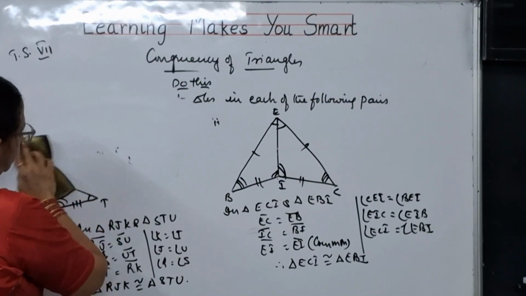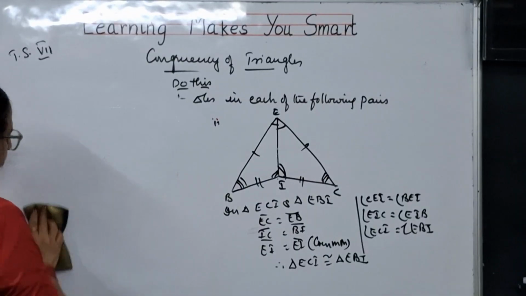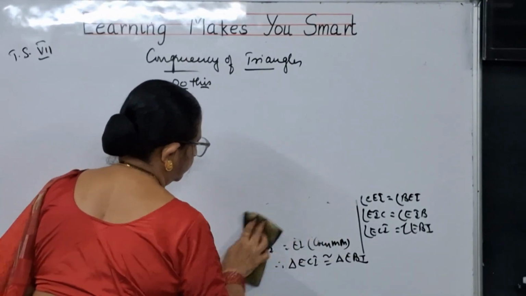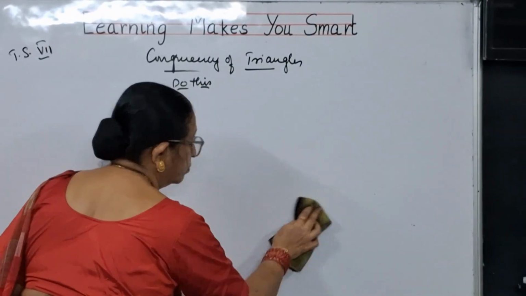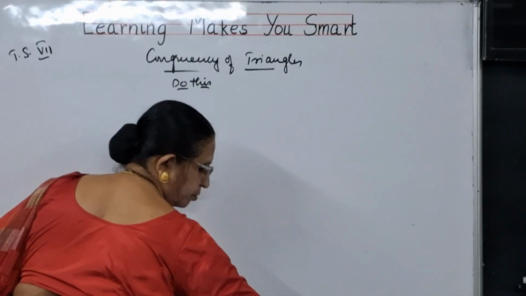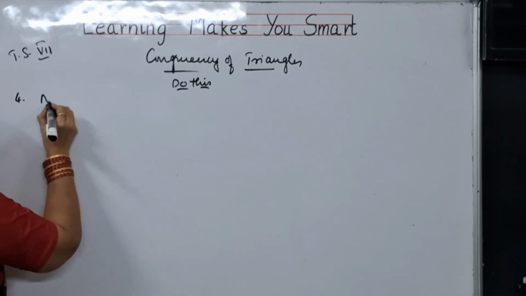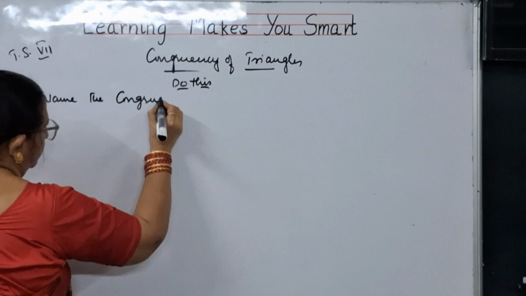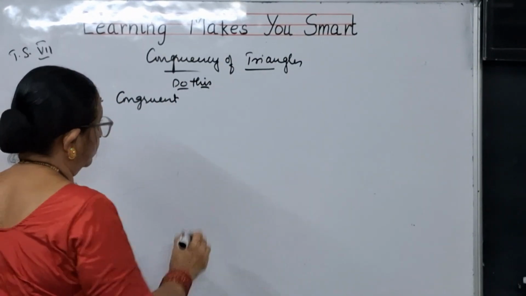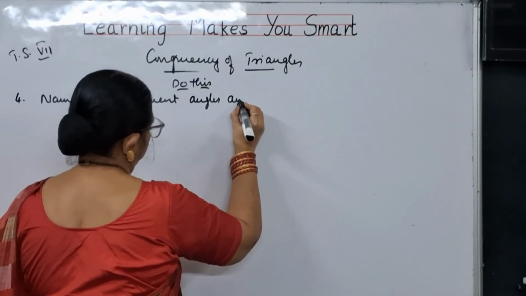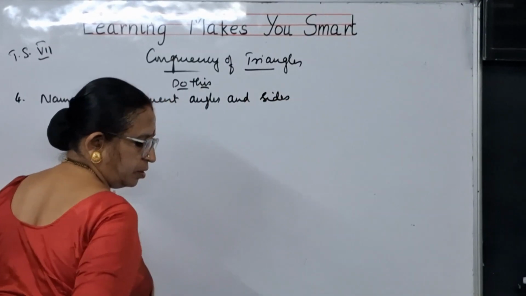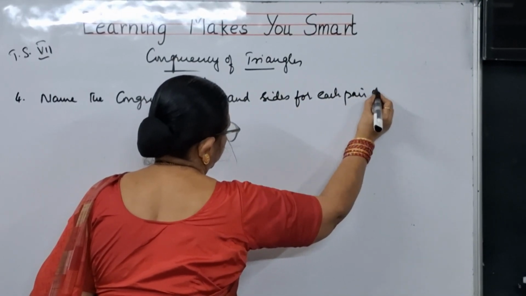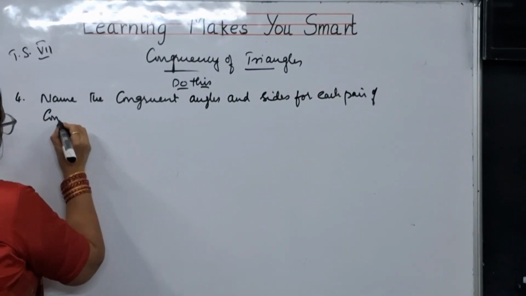Next. Fourth one. Name the congruent angles and sides for each pair of congruent triangles.